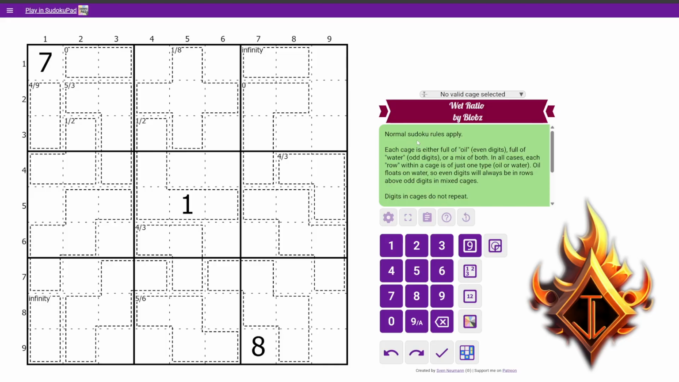And the rules today are normal Sudoku rules. That is 1 to 9 in every row, column, and 3 by 3 box. Each cage is either full of oil, even digits, full of water, odd digits, or a mix of both. In all cases, each row within a cage is of just one type, oil or water. Oil floats on water, so even digits will always be in rows above odd digits in mixed cages.